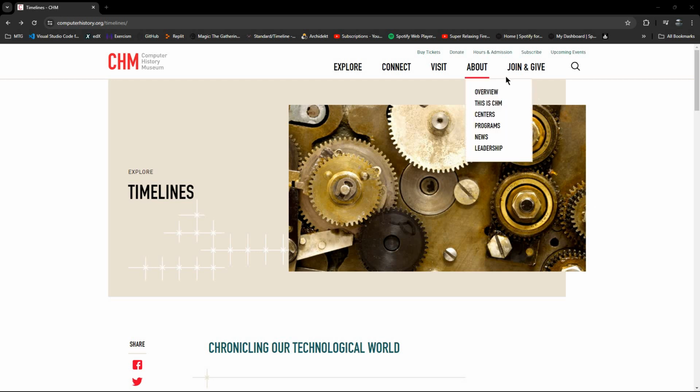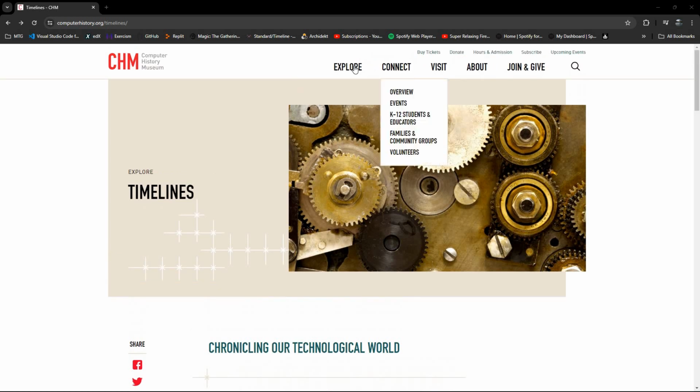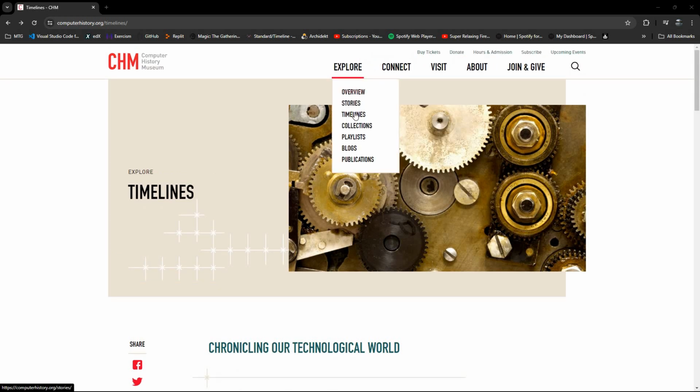They do have a physical place, like a physical museum, which you can check out where that is if you're curious. But this is more just showing you one particular aspect of it, which I found absolutely fascinating. And this is something under the Explore, and that's the timelines feature.